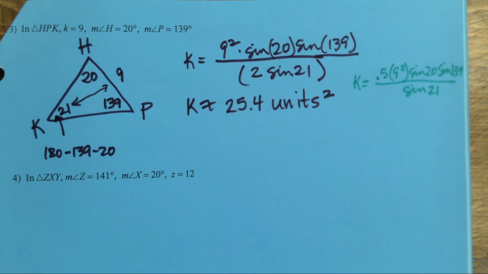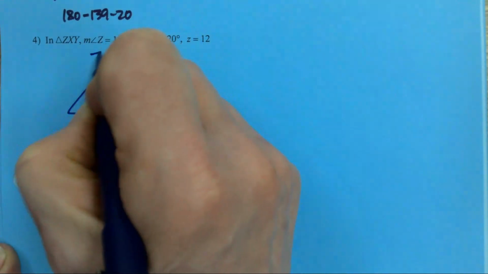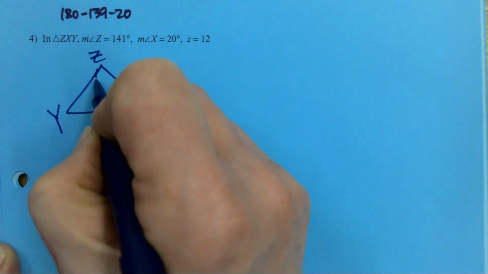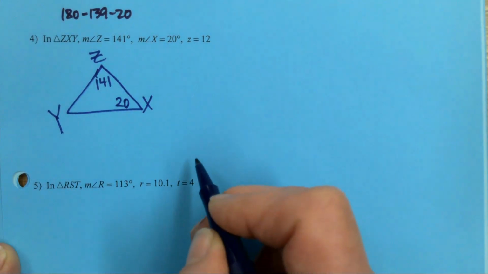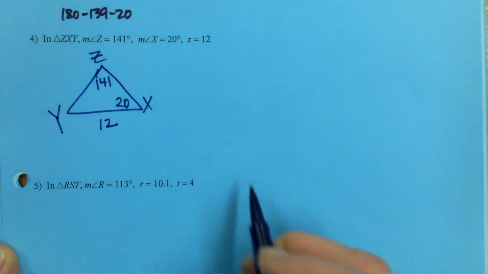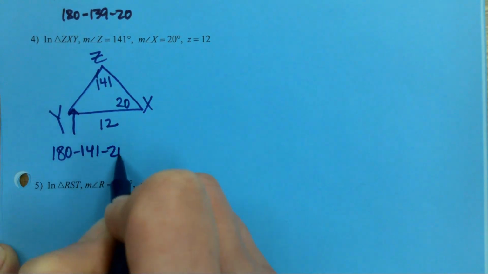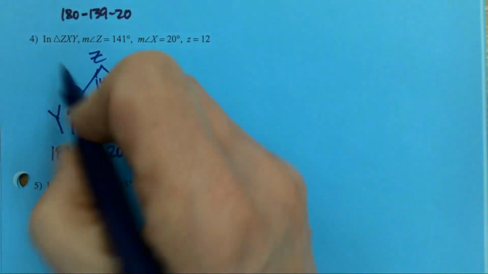Okay? All right. I just want to set up the next one and then solve number 5, and then we're going to call it done. So I'm just going to set up the next one. I'm going to draw my picture, and that's Z, X, Y. And angle Z is 141, and angle X is 20, and side Z is 12, and I need to find my third angle, so 180 minus 141 minus 20, and then that gives me 60, 19, okay?